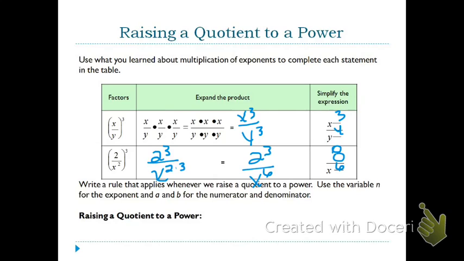So if we were going to write a rule that applies whenever we raise a quotient to a power, use the variable n for the exponent and a and b for the numerator and the denominator. So if you have a over b to the power of n, that's saying the same thing as a to the nth over b to the nth.